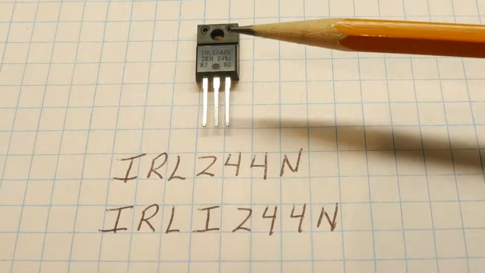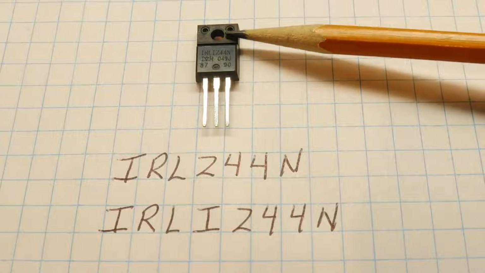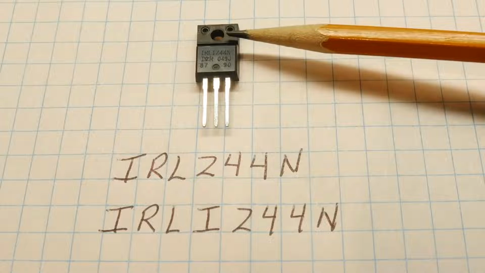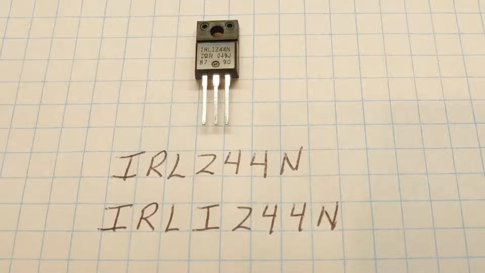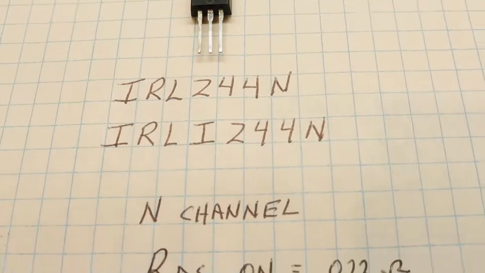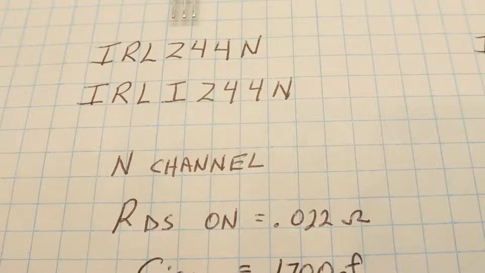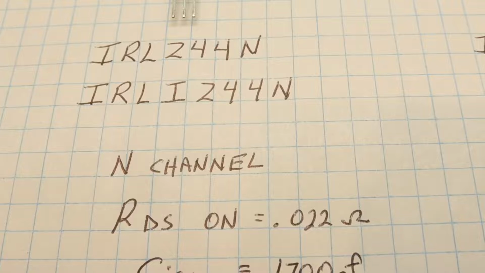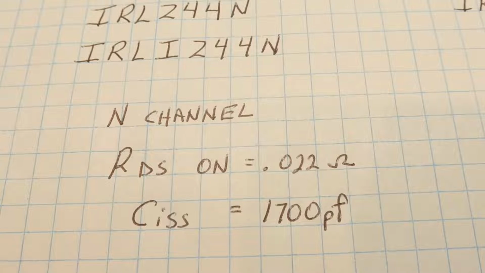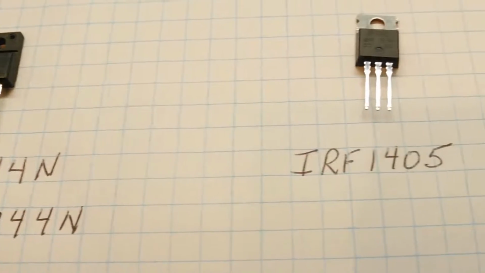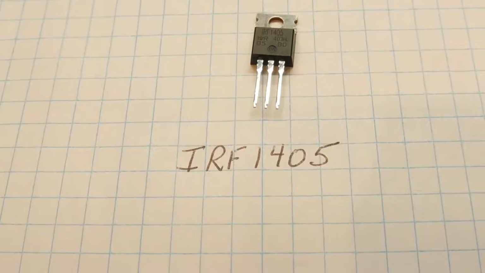Now the other part number, IRLIZ44N, you can see here, the I means insulated. So you can see on this tab package, the tab is plastic, so it's insulated, so I can bolt it to my enclosure, and I don't have to worry about shorting out my drain. Now the specs on the IRLZ44N, it's an N-channel MOSFET. The RDS(on), the drain to source on resistance, is 22 milliohms, and the Ciss, that's the gate to source capacitance, is 1700 picofarads.